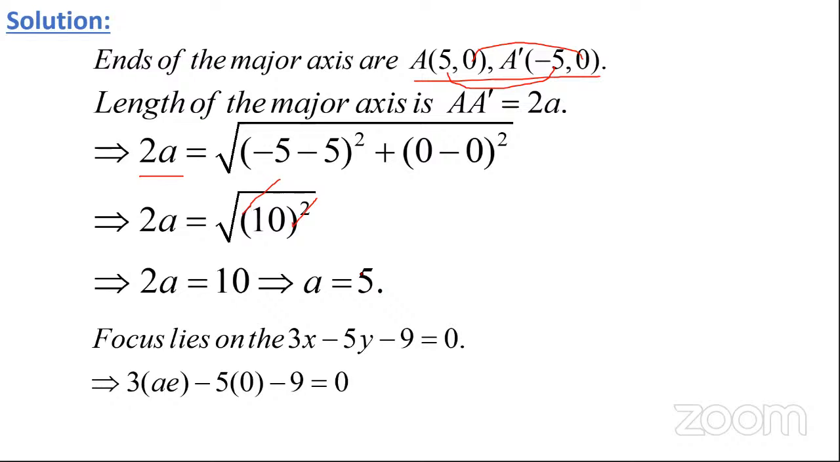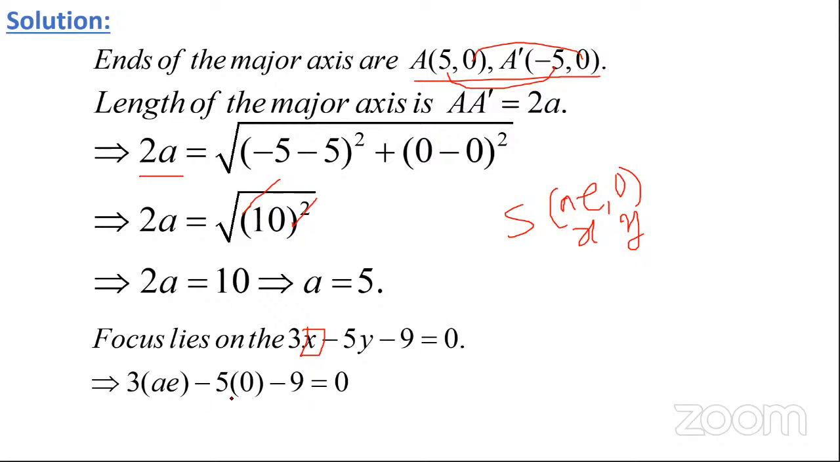A equal to 5. The focus lies on 3x minus 5y minus 9 equal to 0. Then what is the focus point? We are taking the standard form focus as a comma 0, that is ae comma 0. So for this line, this is the x value and this is the y value. Just substitute the x value as ae and the y value as 0.